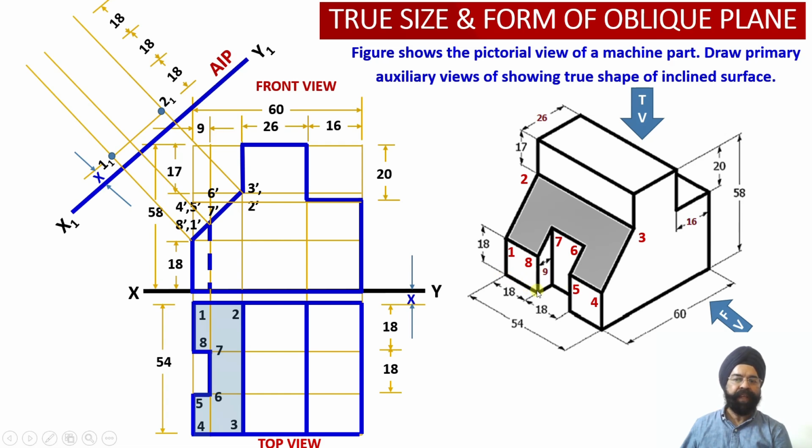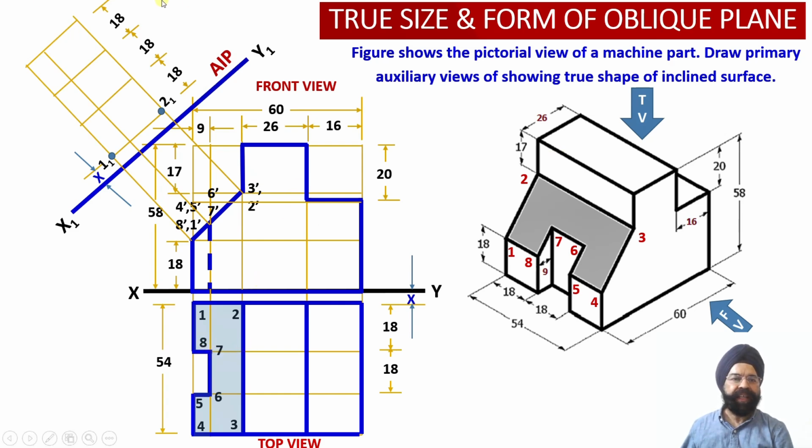This is 18, this is also 18, and the remainder portion is also 18. So we have drawn the 3 distances of 18 millimeter depth of the solid over here. And now once we draw the 3 projector lines parallel to the auxiliary inclined plane, we will be able to identify the remainder points.